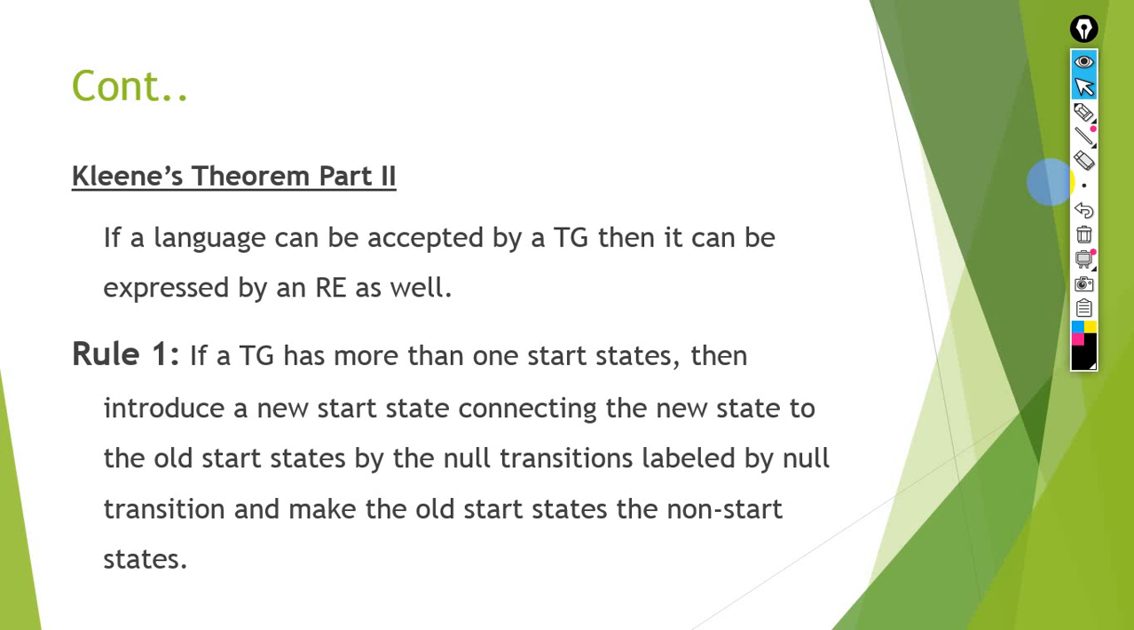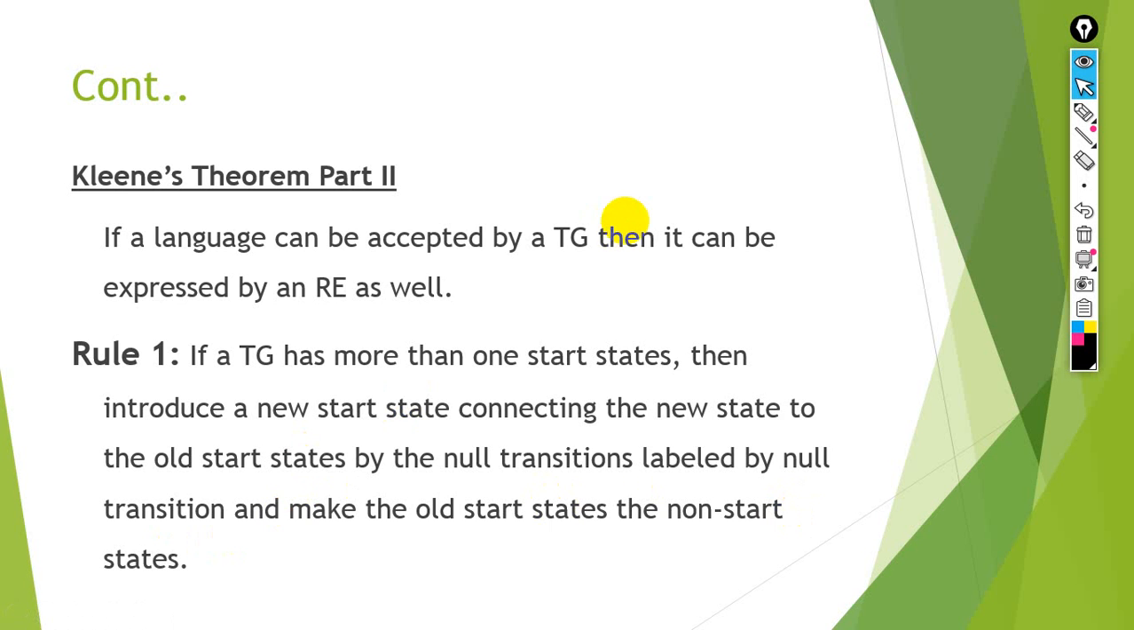Rule 1: if a TG has more than one start state, then introduce a new start state, connecting the new state to the old start states by null transitions labeled by null, and make the old start states non-start states. So I will explain it.